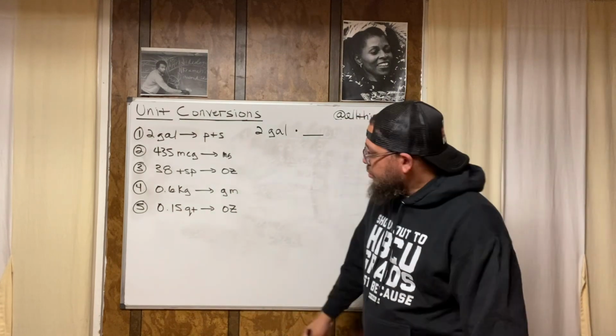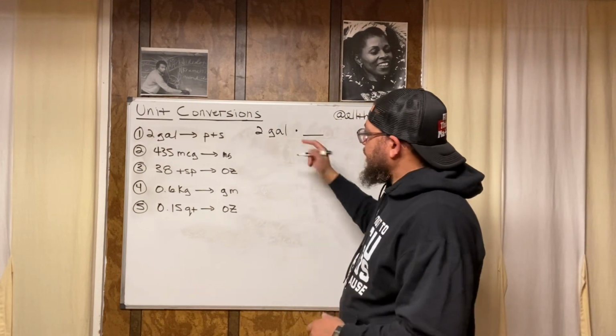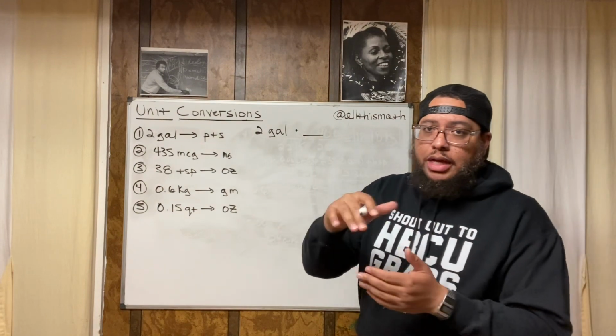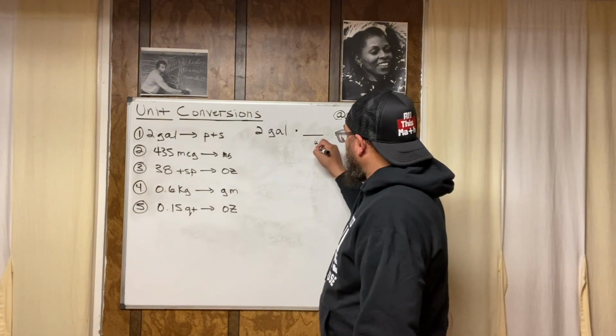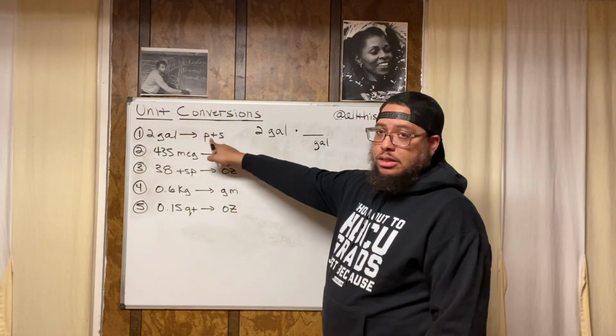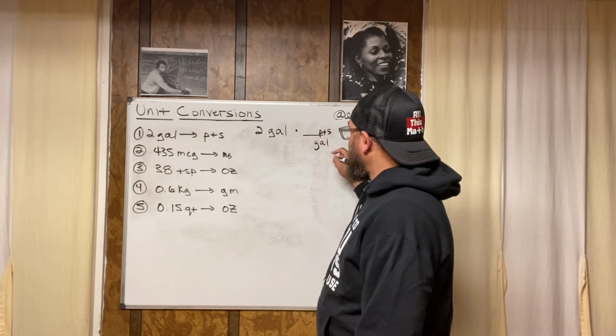All right, so 2 gallons times. I'm going to put the gallons in the denominator. Why? Because I'm trying to get rid of gallons, so I want them to cancel out. If I put gallons at the bottom, I'm going to put pints on top.